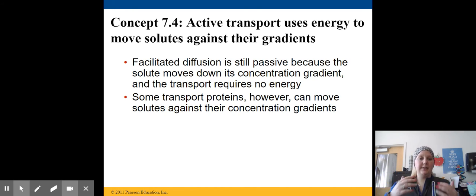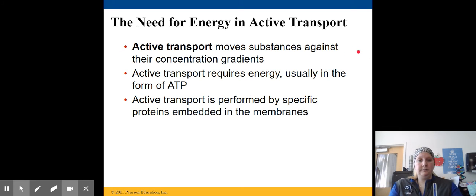Facilitated diffusion still is passive transport because we are moving those solutes down their concentration gradient without energy. Active transport does the opposite. It uses an energy investment from the cell to move objects from an area of low concentration to an area of high concentration. This is active transport. It's moving substances against their concentration gradient. It requires an energy input from the cell, usually in the form of ATP, or adenosine triphosphate.